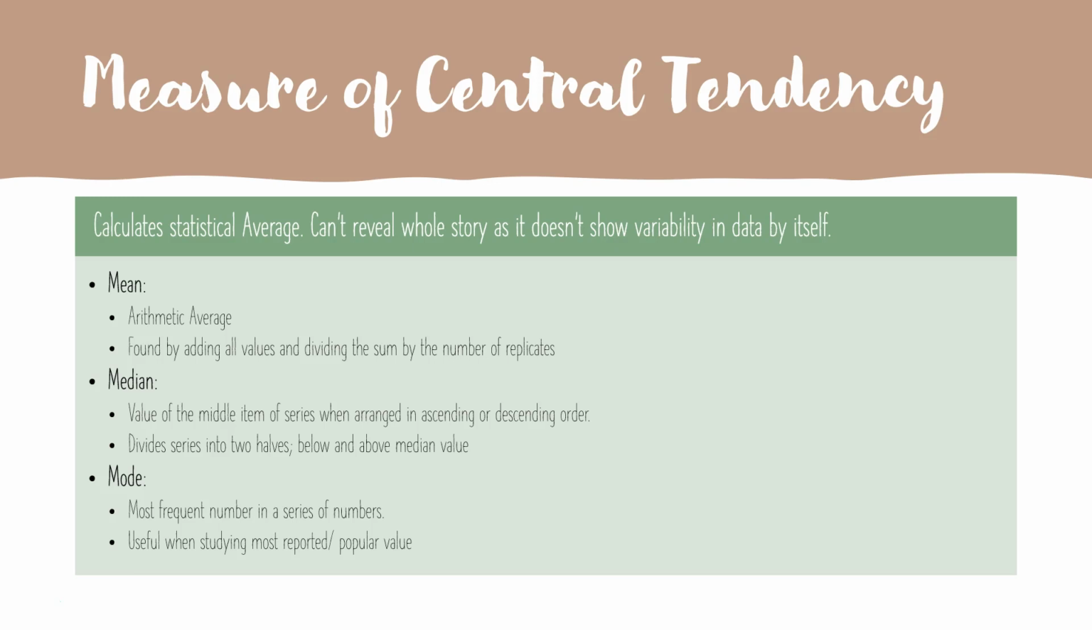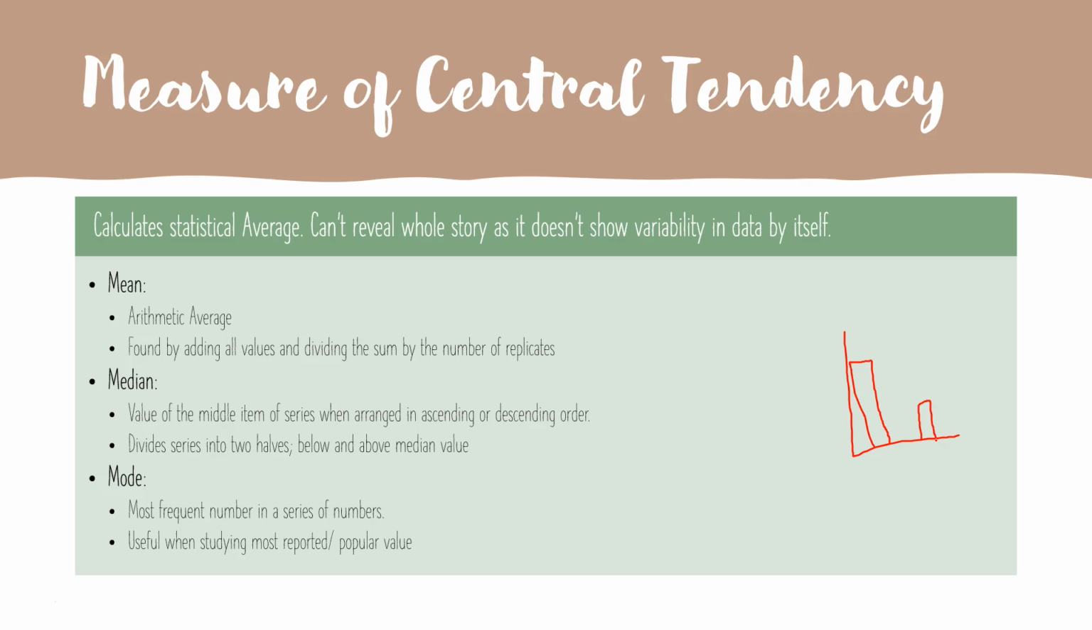So for the first one, you have the measure of central tendency. This way, you're going to basically calculate the statistical average. It's not going to reveal the whole story, because it doesn't show how variable your data is between the two conditions you're looking at, but it is going to give you a little bit of something to look at. So let's say that I have two groups that I'm comparing. And within the two groups, group A and B, I find that the height of individuals in group A is much higher than the height of the individuals in group B. So this is like the mean height that I'm looking at, right?